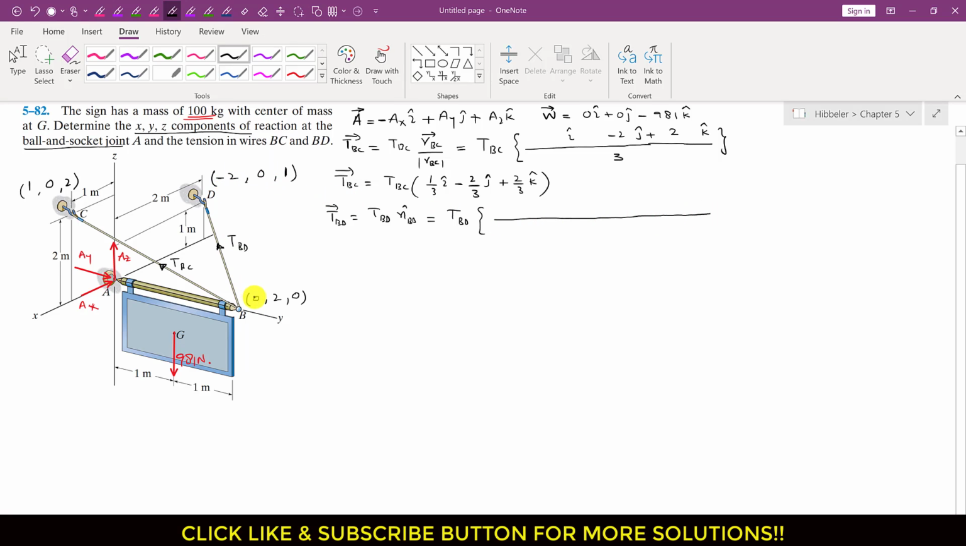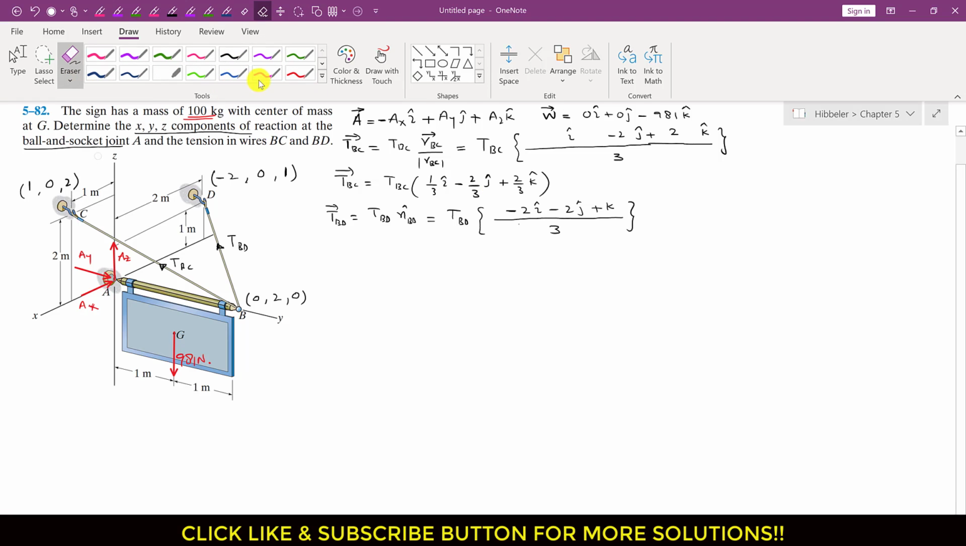So this is minus 2 minus 0, which is minus 2, so I will write minus 2i. 0 minus 2, so this is minus 2j. And 1 minus 0 is 1, so I will write plus k. And the magnitude will be the square root of minus 2 squared plus minus 2 squared plus 1 squared. And again, this magnitude is 3.